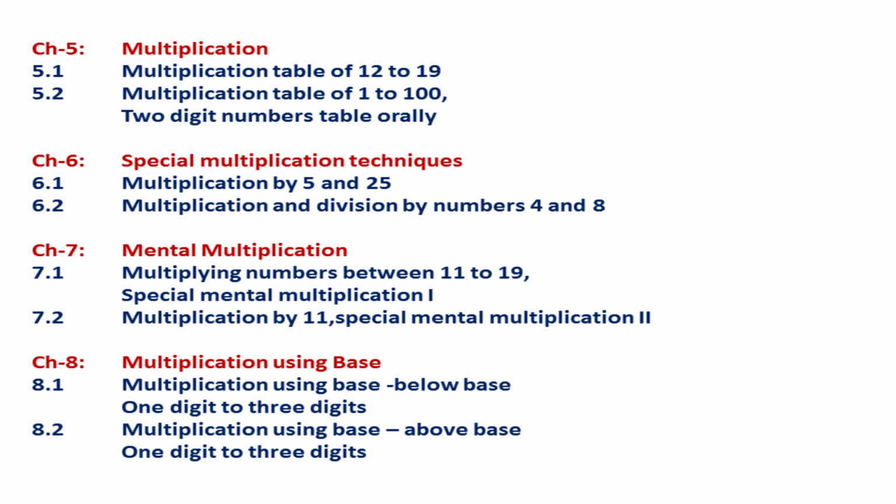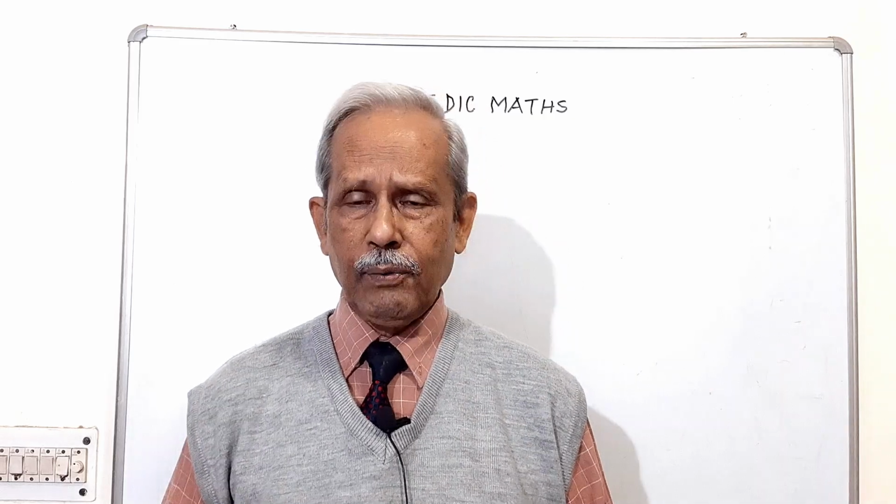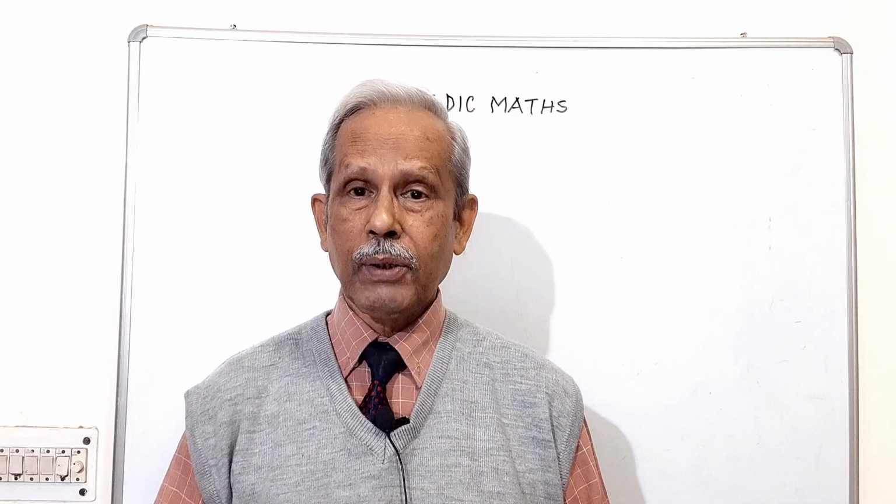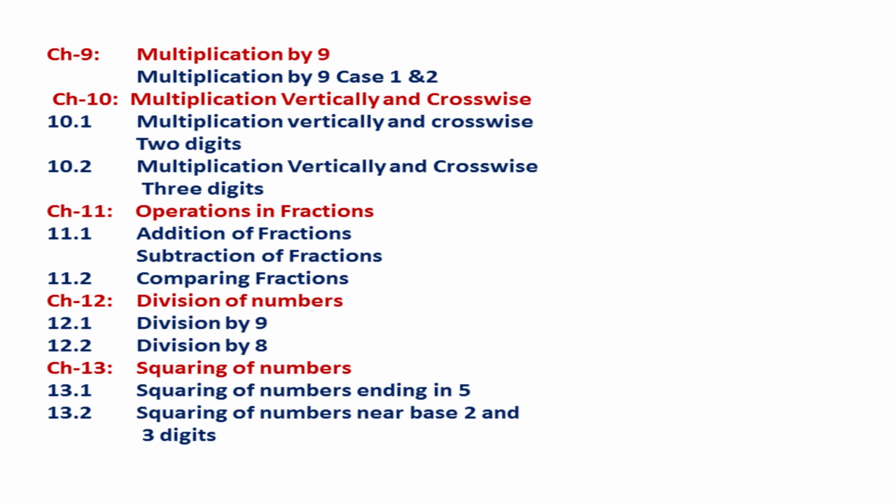After that, we'll learn how to multiply numbers using the base. When you are multiplying two numbers, by using the base, we can multiply those numbers very easily, and we'll see that wonderful process of doing multiplication. After that, we'll see another one, multiplication by 9. Multiplication by 9 means multiplying any number with 9, 99, 999 or 9999, any number of 9s, and how you can do it with ease and convenience.